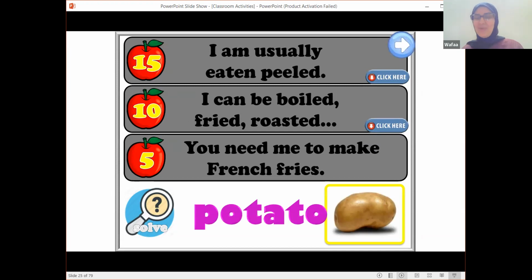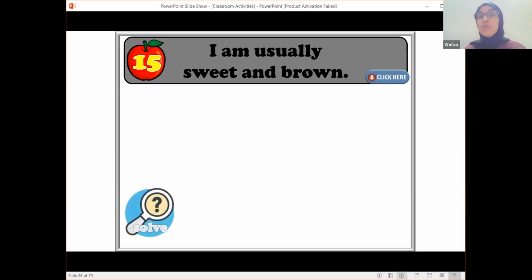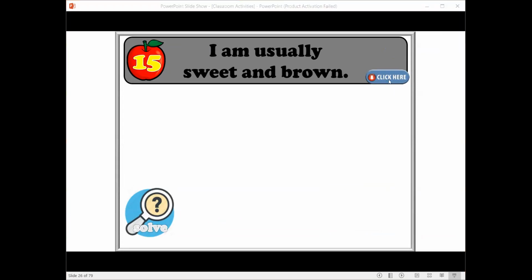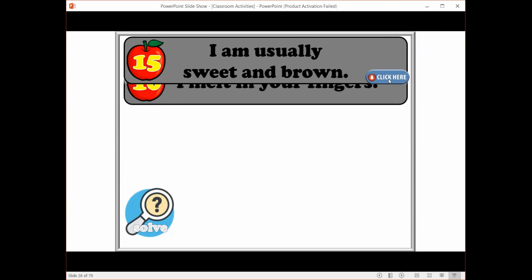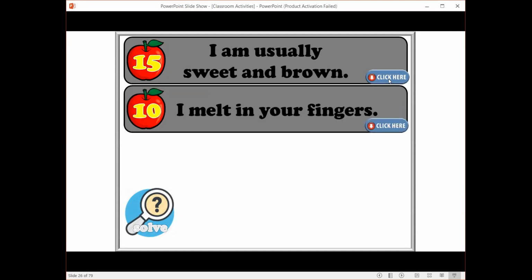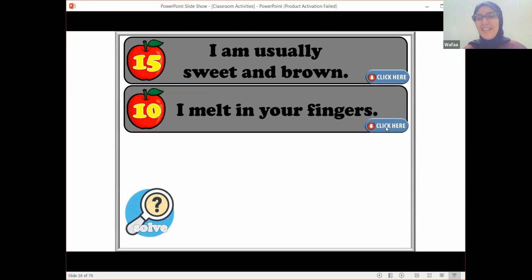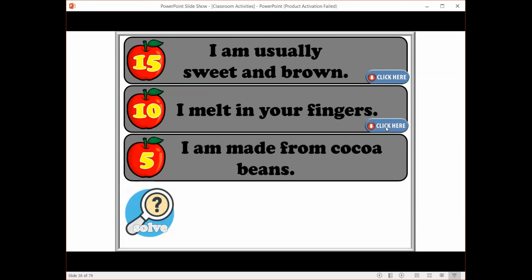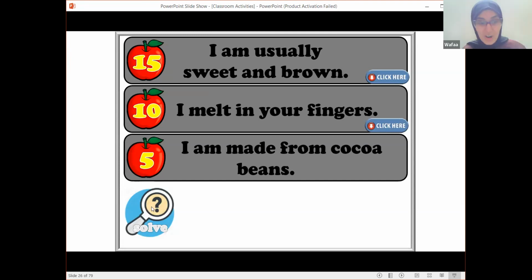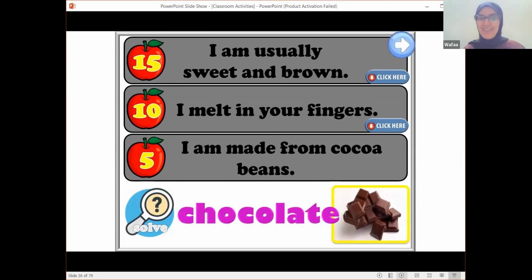Okay, and the next one. I'm usually sweet and brown. Sweet and brown. Chocolate. Yeah, I guess. I melt in your fingers. Chocolate. I am made from cocoa beans. Yeah, it's chocolate. Right.